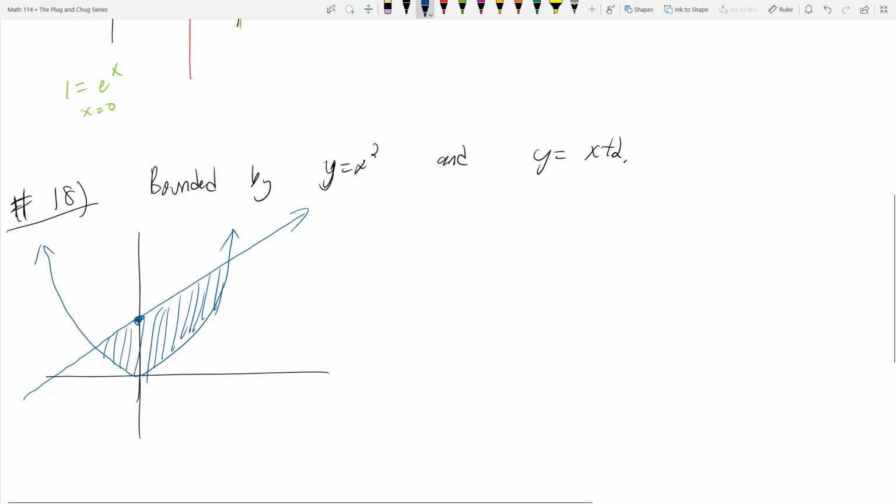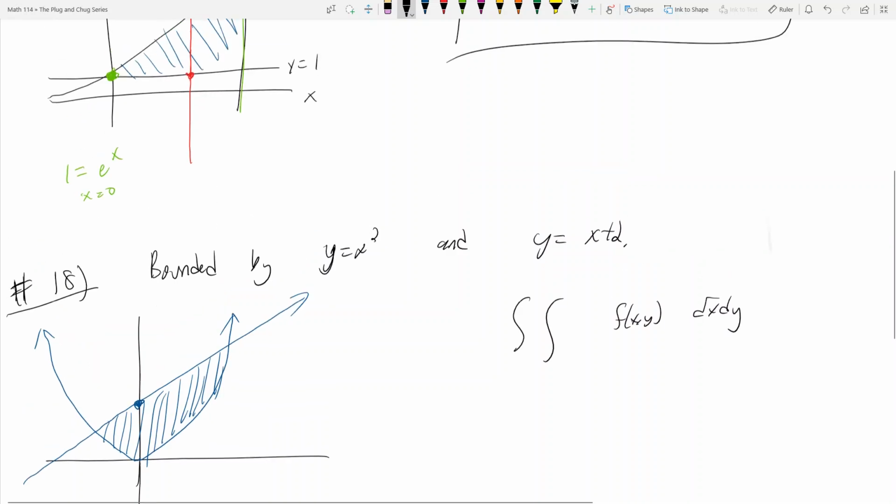And now, let's say I want to set up a double integral. Let's say there's some function here. Which way do I integrate? Do I do dx dy, or do I do dy dx? Or does it matter which way I integrate this region? And in this case, it 100% matters which way you choose first. Let's try dx dy first.